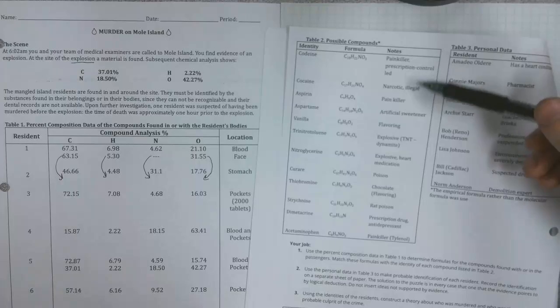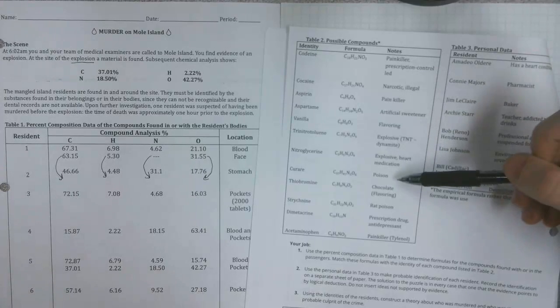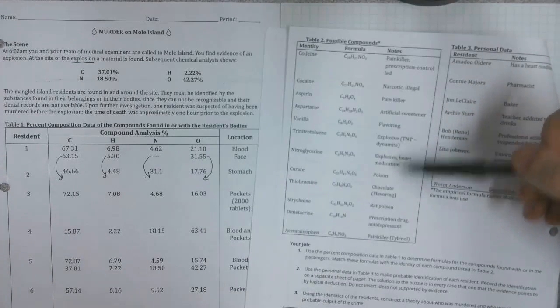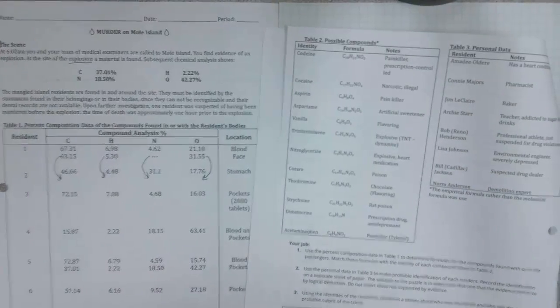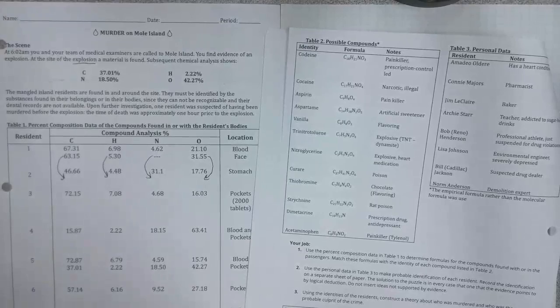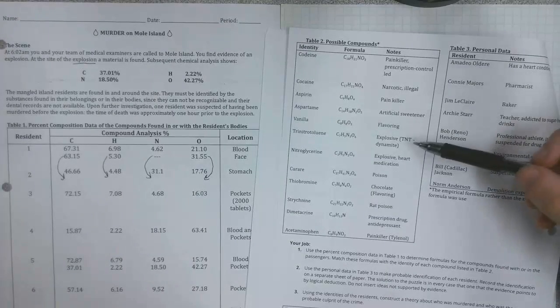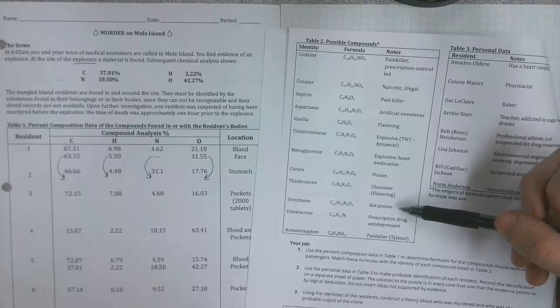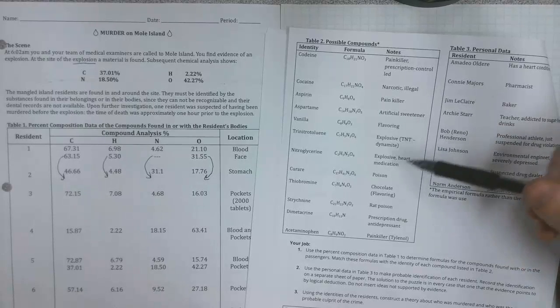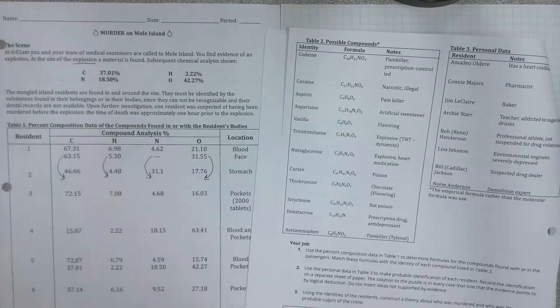I mean, we have painkillers, artificial sweeteners, poison, TNT, more poison. You can read the rest of the list yourself, okay? But I would imagine that whoever set off the explosives would have TNT in their pocket. And I would also imagine that whoever died before the murder was likely poisoned, right? Maybe it was rat poison, maybe it was just regular poison. Whether we figure that out at the end, I'm not too concerned with.